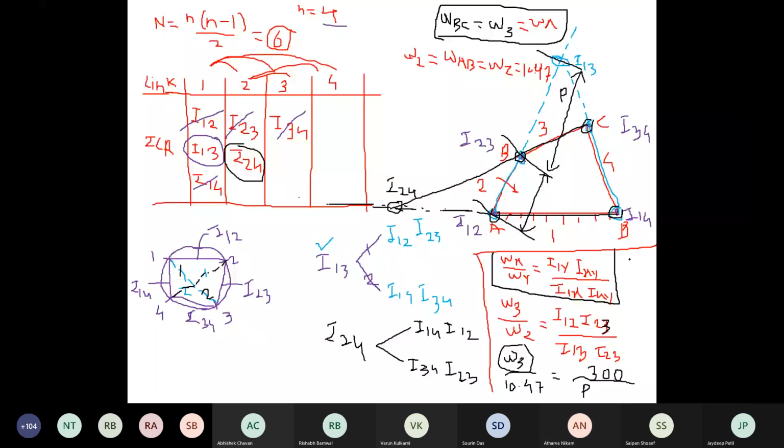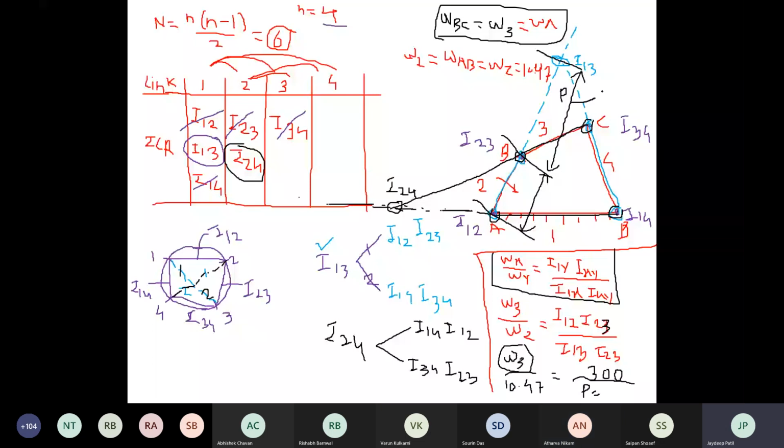Omega 3 is 6.15. First of all, tell me what is the distance P equal to? Which distance? I23 and I13. Yes, I23 to I13, how much is it? 510, sir. I23 to I13 is 510.